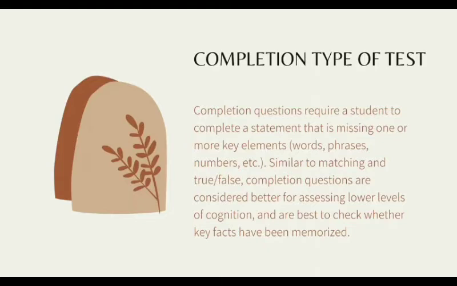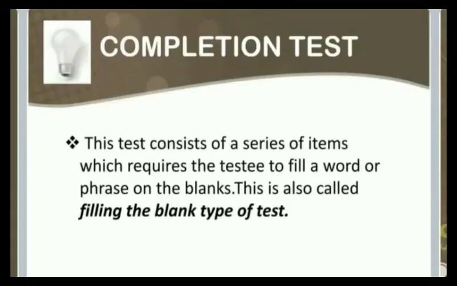So, the next is the completion type of test. Completion questions require a student to complete a statement that is missing one or more key elements: words, phrase, number, etc. Similar to matching and true or false, completion questions are considered better for assessing lower levels of cognition and are best to check whether key facts have been memorized. A completion test consists of a series of items which requires the testee to fill in a word or phrase in the blanks. This is also called the filling-in-the-blanks type of test.